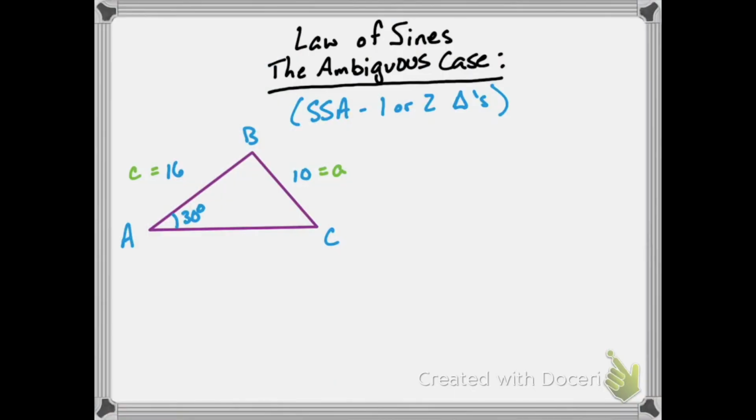The law of sines ambiguous case. How do we know whether one or two triangles are possible? In this example, we'll have angle A be 30 degrees, side A be 10, and side C be 16.